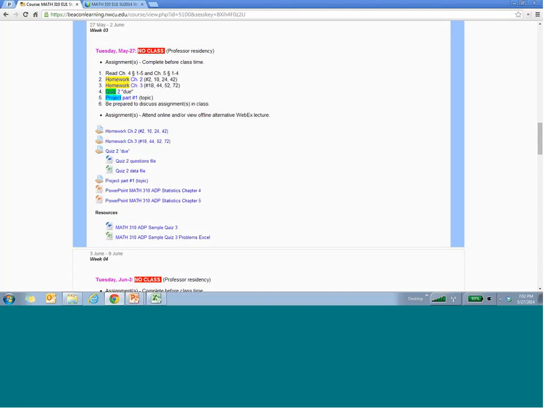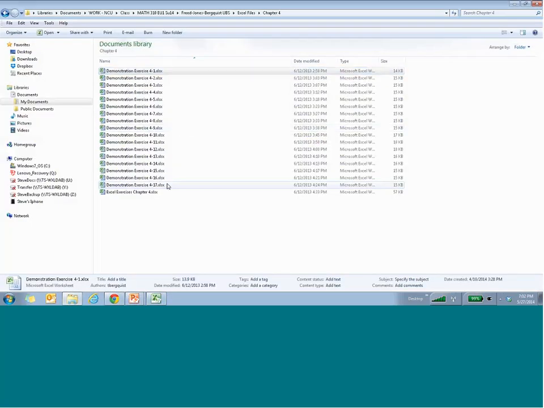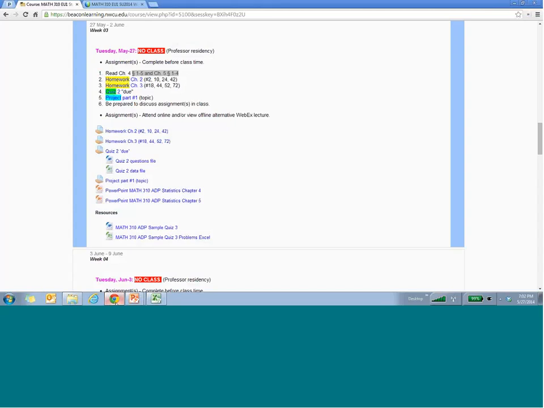So let's start with where we are today. Homework 2 and 3 should have been turned in by 6 o'clock. I know some of you got it in a little after that, and that's fine. A few people didn't get it turned in. Quiz and project were what was due by start of class today. And then we're going to go over chapters 4 and 5 quickly tonight. So I'm going to start through the PowerPoint, but most of the time I'm just going to refer back to the Excel demonstration exercises that you all should have on your thumb drives.